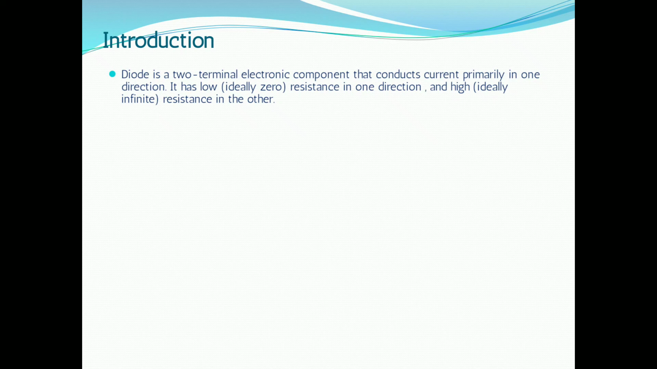What is diode? Dear friends, we know the diode is a two-terminal electronic component which conducts current primarily in one direction only. That is, it has very low resistance, almost zero resistance in one direction, and very high resistance, that is ideally infinite, in the other direction. So current can flow only in one direction. This is the symbol of diode.